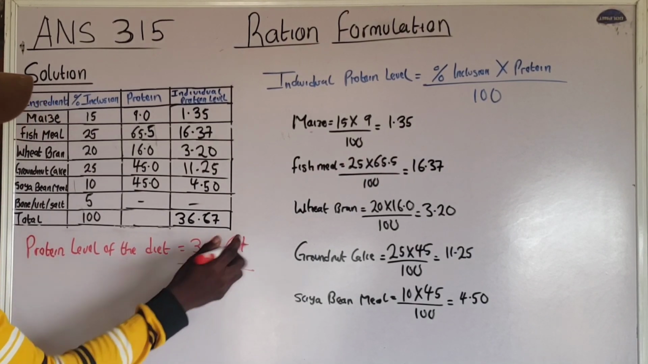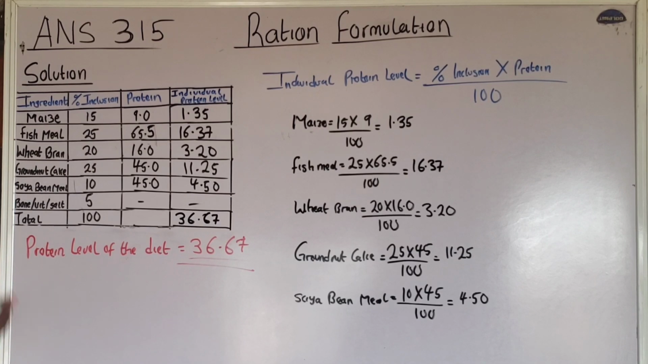Okay, that is the solution to that question. So if you come across this question in the exam, I'm very sure you'll be able to solve it. All you have to do is prepare the table like this, then use this formula to calculate the individual protein level, then sum it together to get the protein level of the diet. Okay, so that is the solution to that question.